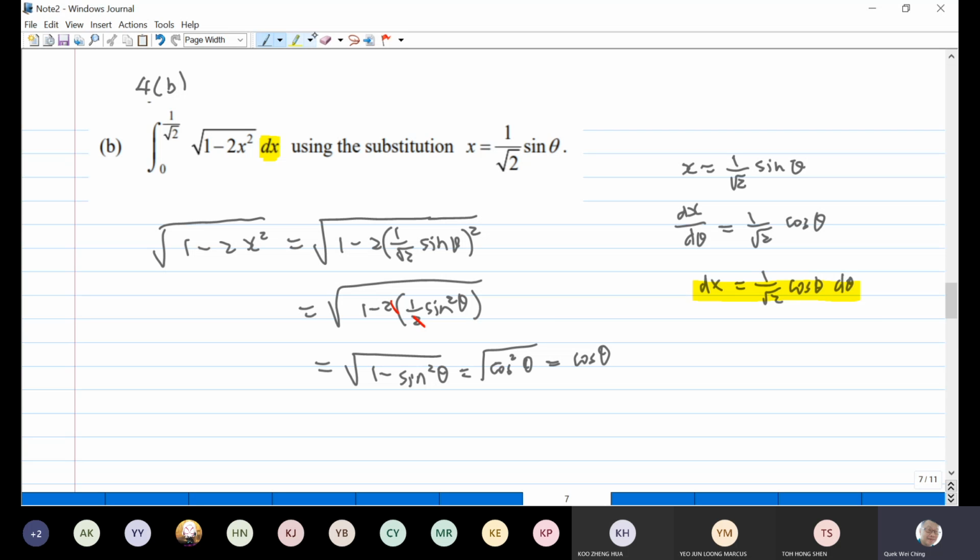So I figure out this thing is cosine theta. This thing here is a cosine theta. Right? So put them together, just ignore the limit first. So you're actually doing integration. Okay, actually it is cosine theta first. Cosine theta is the green portion, and then the yellow portion is what? 1 over square root 2. 1 over square root 2 cosine theta d theta.